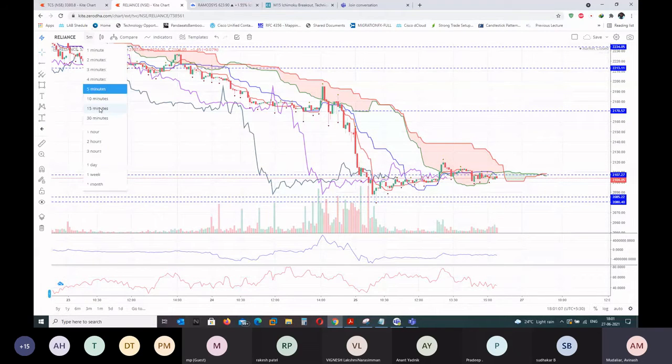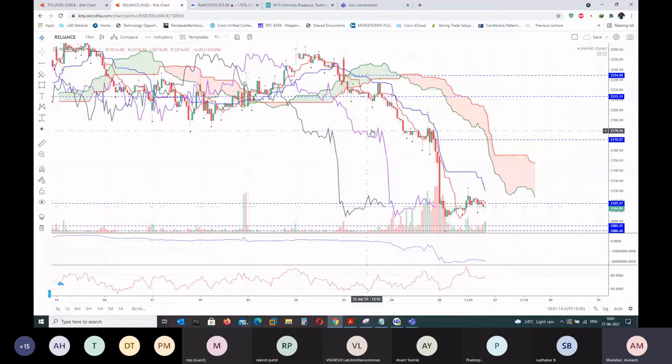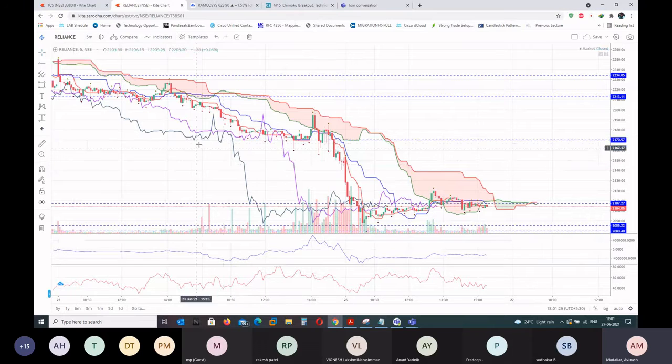So you can take 15 minutes as well, 5 minutes as well. The only difference is with 15 minutes you will have less noise, but the disadvantage is the stop loss would be comparatively big compared to M5. So if you're trading an M5, always look for strong signals and ensure the momentum is there. Then only it will play out well.